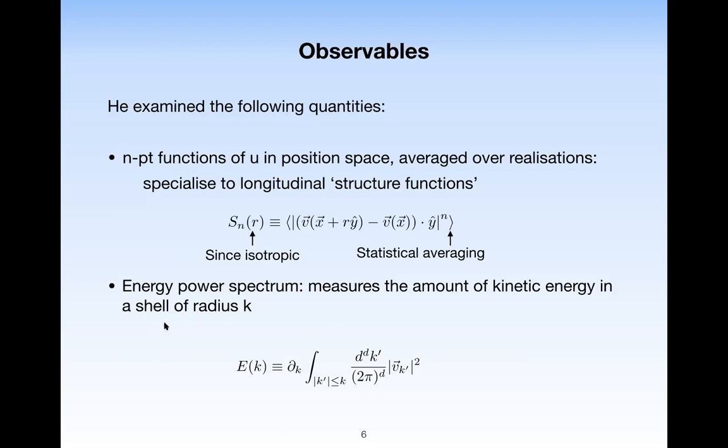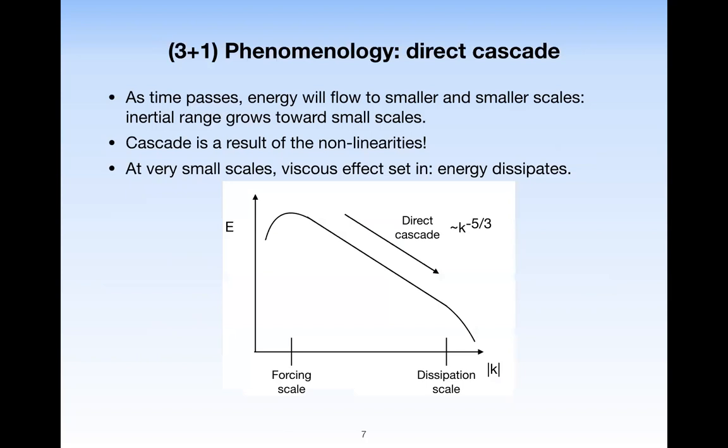And having in mind this and also the hypothesis from the previous slide, this is what he came up with for the phenomenology of turbulence in 3+1 dimensions. Namely, he said that one should see a direct energy cascade, which in terms of the kinetic energy power spectrum in momentum space on a log-log scale should look something like this. But let's take things step by step.